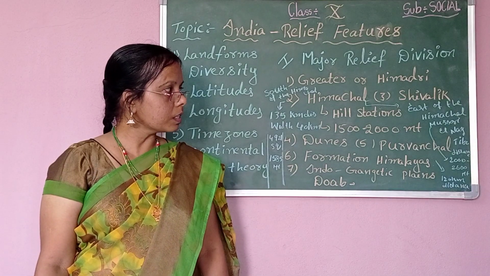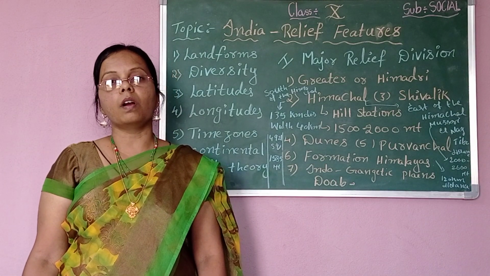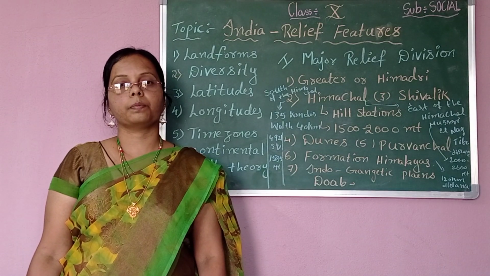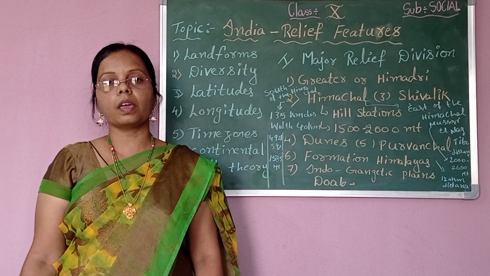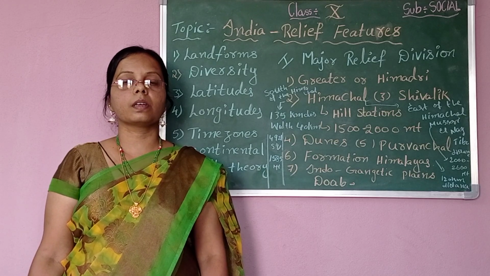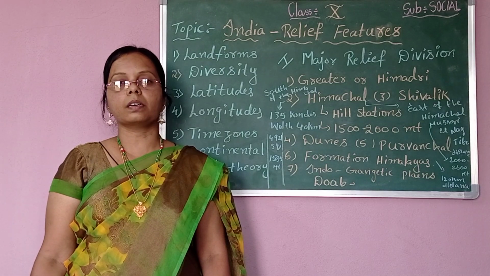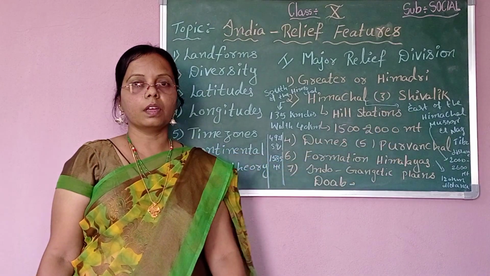And these Shivaliks are divided into divisions. Those divisions are called Purvanchal. The Purvanchal regional names are Patkai Hills, Mizo Hills, Manipur Hills, Naga Hills, etc. This is all about the Shivalik ranges.